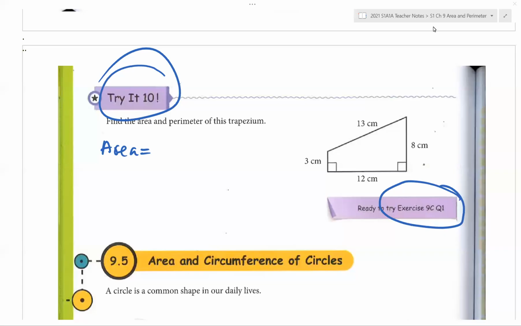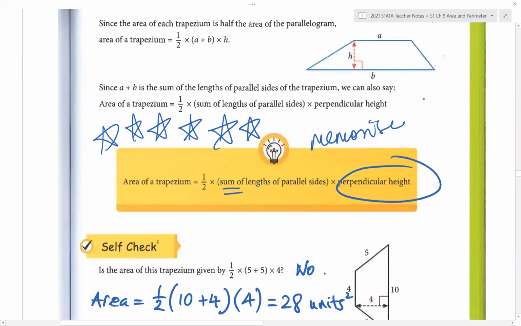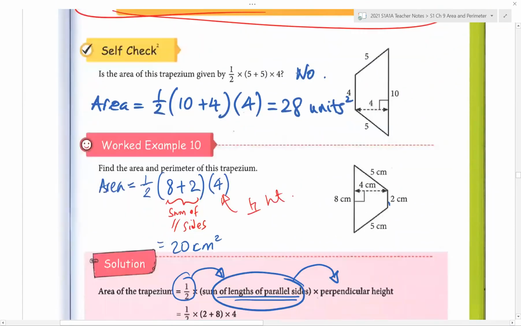Finding the area as well as perimeter. Before we start, turn to your textbook again. We read the formula for area of a trapezium one more time. Flip to your textbook, page 108.